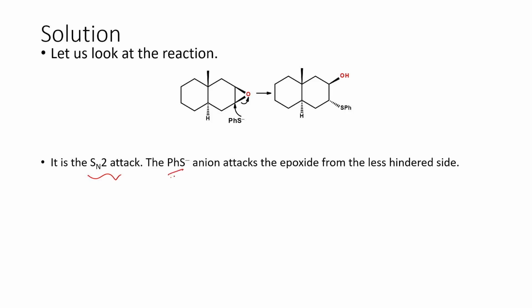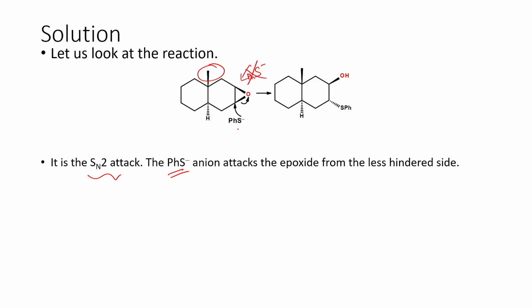So when the thiolate anion attacks, it will attack from the less hindered side. If you look at this particular structure, we have a methyl group that is present here. So this methyl group flanks, or makes this area a little bit crowded. So that is the reason the thiolate anion does not attack from the top side, and it attacks only from this side of the epoxide ring.